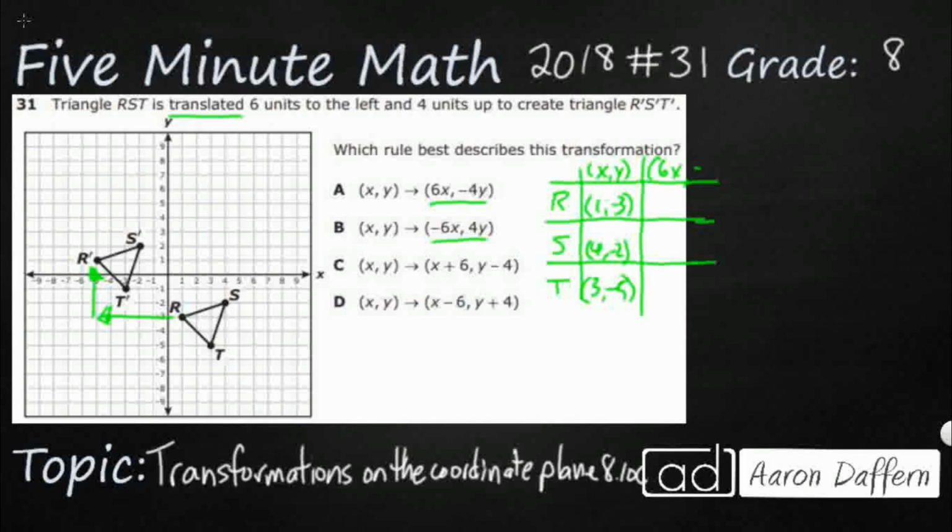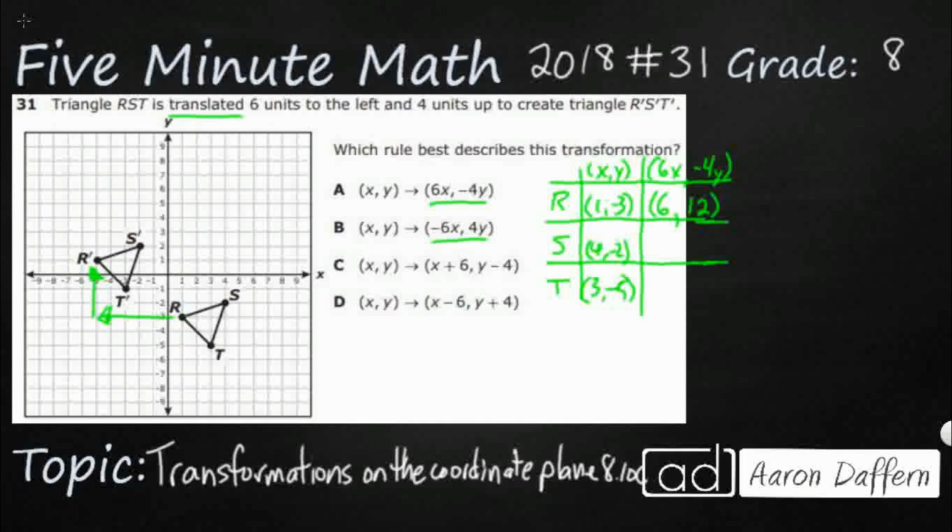6x, negative 4y. It's what we call a dilation. It's going to grow it, because we're multiplying it by a whole number. If you want to shrink it, multiply it by a decimal or fraction. So 6 times x is going to be 6 times 1, that's 6. But negative 4y, that's going to be negative 4 times negative 3, that's going to be positive 12.